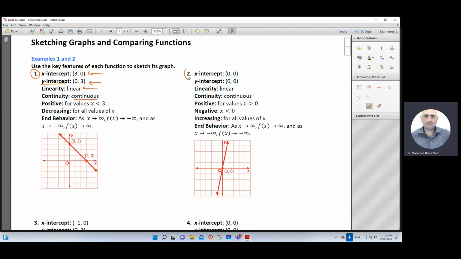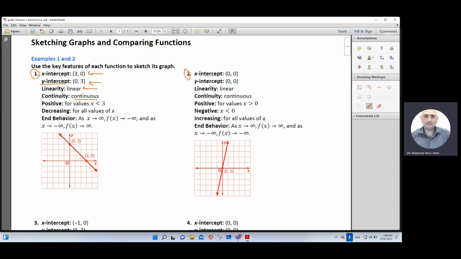For number 2, as you see here, x-intercept (0, 0). This is (0, 0). And y-intercept (0, 0). And we have linear. We can draw the linear from this side or from this side. But here we have continuous, yes, but here the value x is greater than 0. X greater than 0 means from this quarter. So the line will pass through the origin from this quarter.